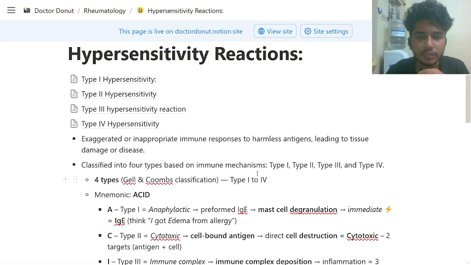So what is hypersensitivity? Being sensitive is when something affects you and you respond. Hypersensitivity is when you respond to things which you're usually not supposed to respond to. It's an exaggerated or inappropriate immune response to harmless antigens, leading to tissue damage or disease. These harmless antigens can come from the body or from outside, or be foreign particles like that.